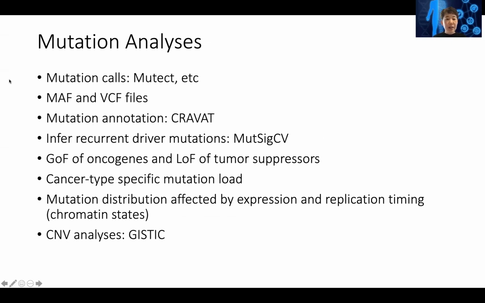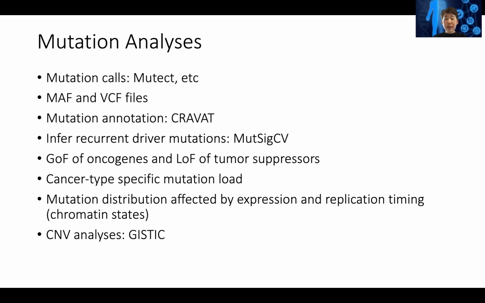The very first lecture is on mutation analysis based on whole exome sequencing or whole genome sequencing. The algorithm that was covered by Dr. Gad Getz is MuTect, and it's still considered one of the best algorithms for mutation analysis.